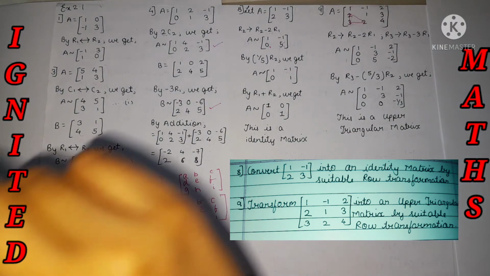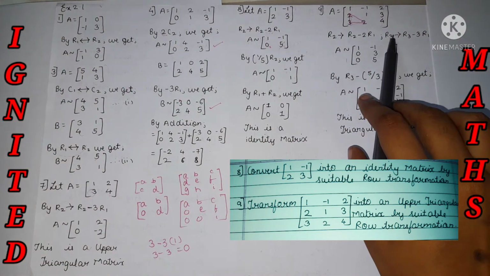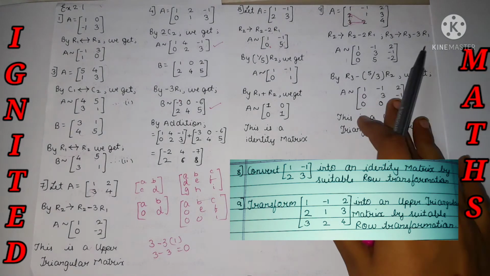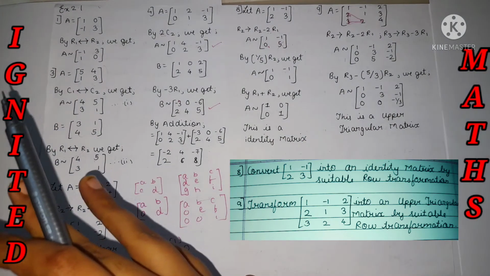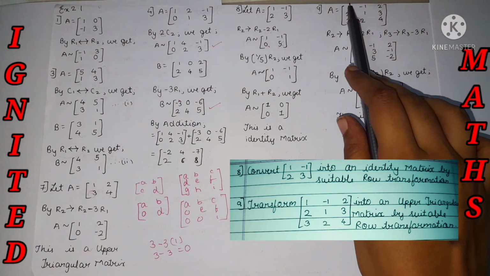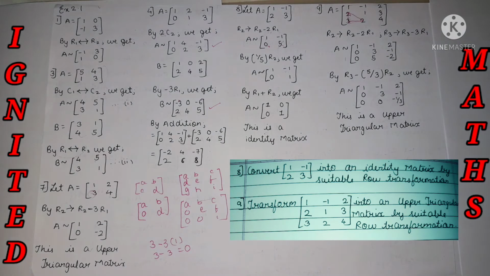So let's get started. We need to operate R2 and R3: R2 minus 2R1 and R3 minus 3R1. Before doing the operation, before any row or column operation, make the A11 element 1. If it is already 1, then it is absolutely alright, no need to do anything.